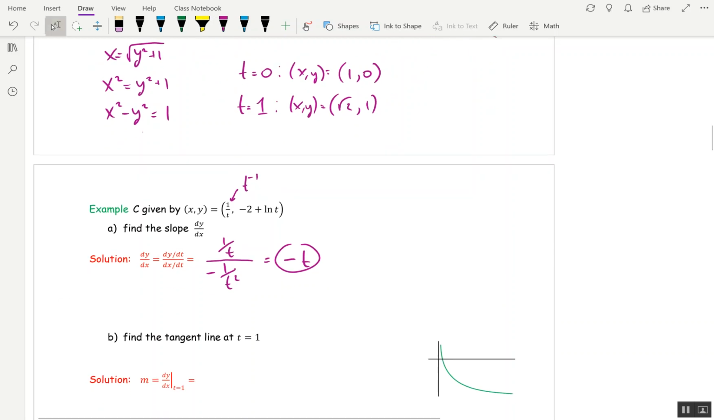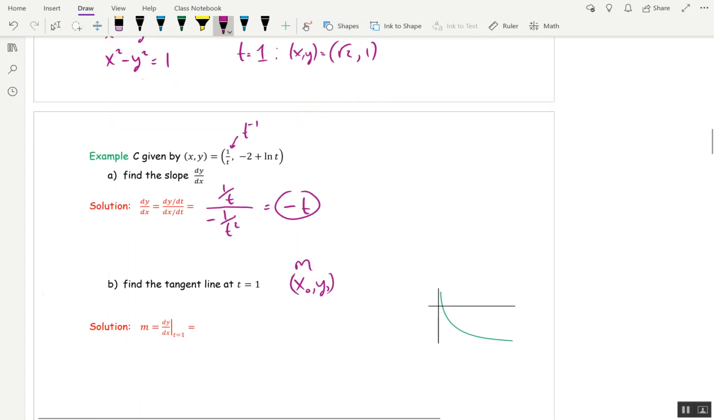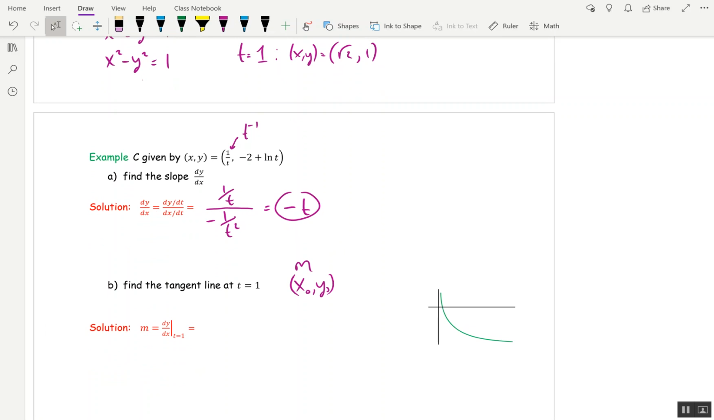Find the tangent line at t equal 1. Well, at t equal 1, we need two things. We need x naught, y naught, and we need m. So we need the slope and a point on the curve. So m we're going to get by taking our answer to part A and evaluating it when t is 1. So that's negative t evaluated when t is 1, which is negative 1.